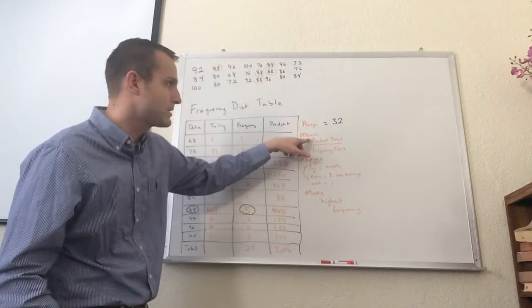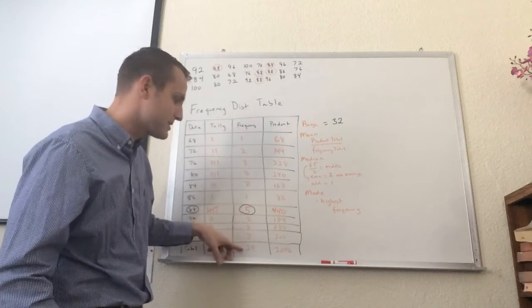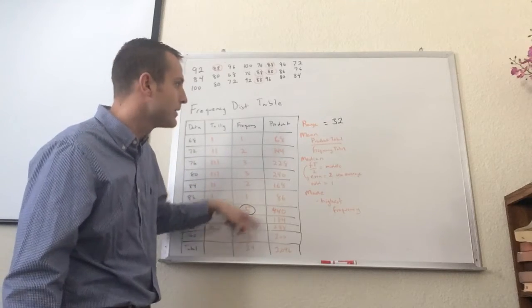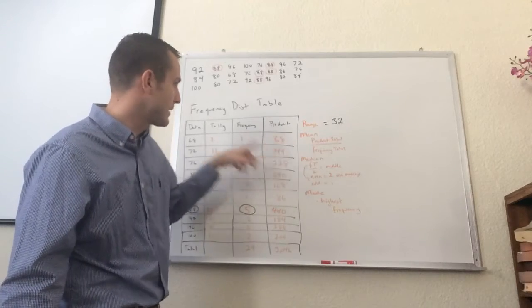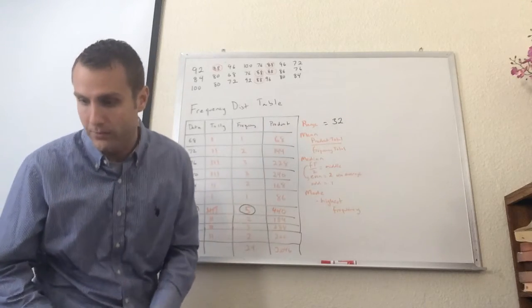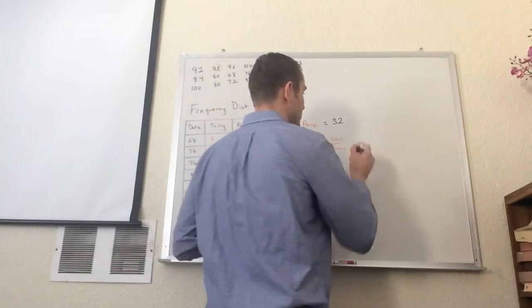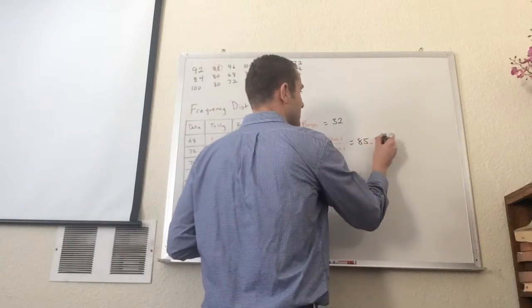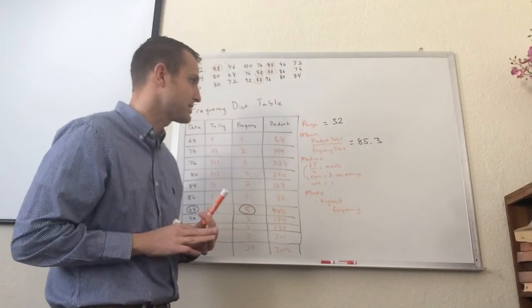So my product total is all of my numbers added up. How many numbers I have is my frequency, so this is how many numbers I have. So all you have to do is your product total, 2046, divided by your frequency total, 24, and that would give you 85.3. And remember, you can always round your mean to the tenths place, the first decimal.